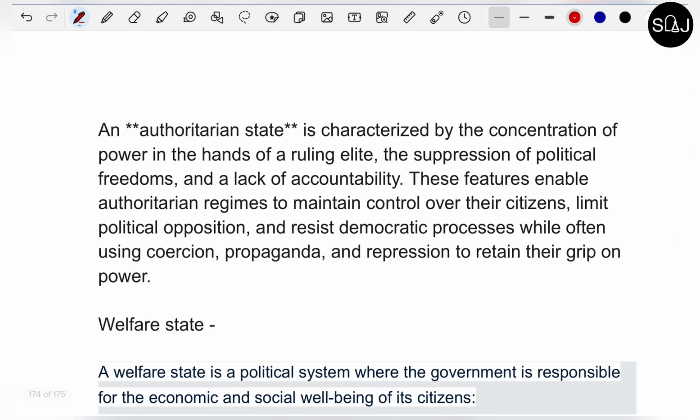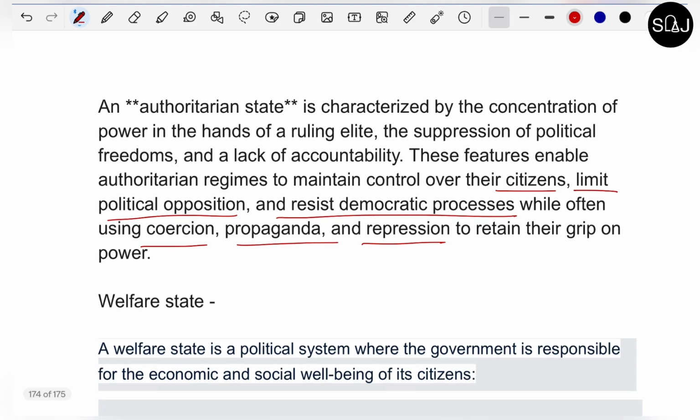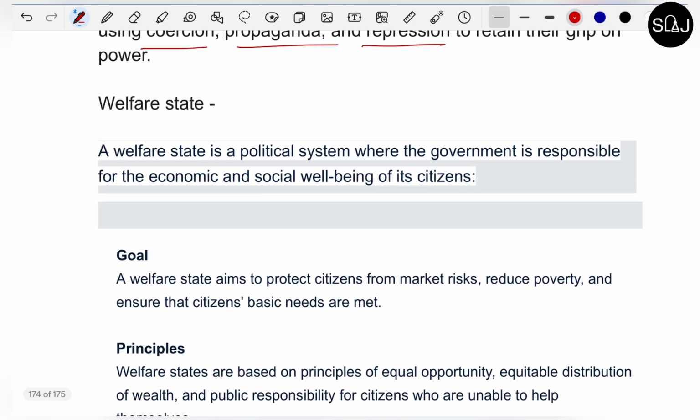an authoritarian state is characterized by the concentration of power in the hands of a ruling elite, the suppression of political freedom, and a lack of accountability. These features enable authoritarian regimes to maintain control over the citizens, limit political opposition, and resist democratic processes while often using coercion, propaganda, and repression to retain their grip on power. Now, what is a welfare state?